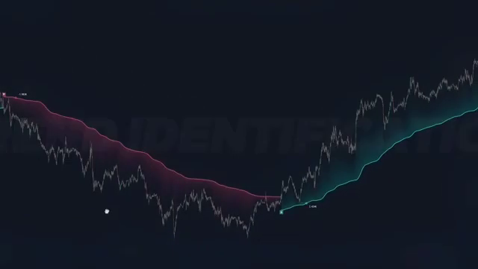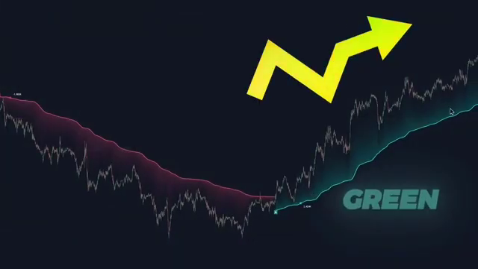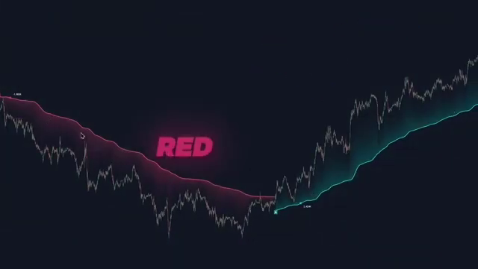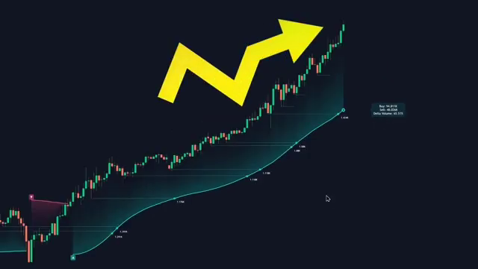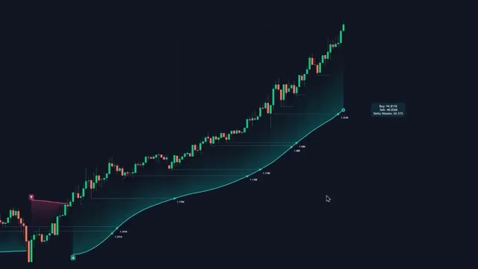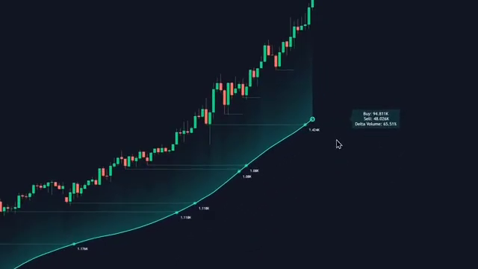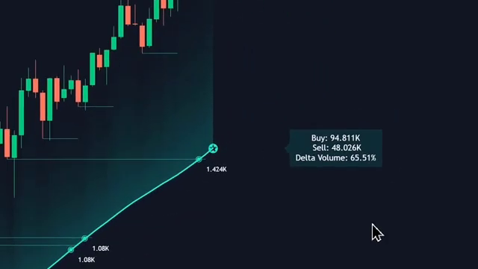If the trend cloud is green, the trend is bullish. Conversely, if the trend cloud is red, the trend is bearish. The second use of this indicator in a trending market is to identify the strength of the trend using this table. So here we have a bullish trend, and it's not just any bullish trend, it's a strong bullish trend. As you can see here, looking at the table, you can see the strength of this trend reflected in the delta volume, which is 65%.